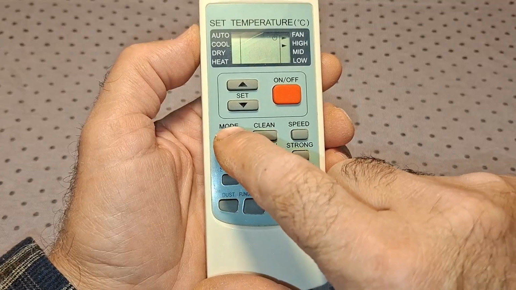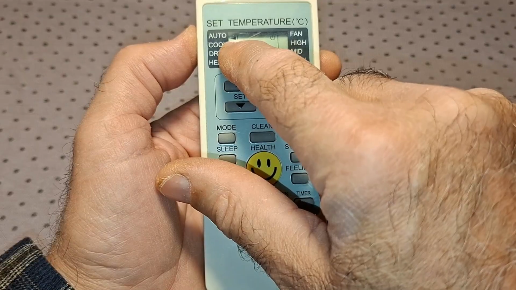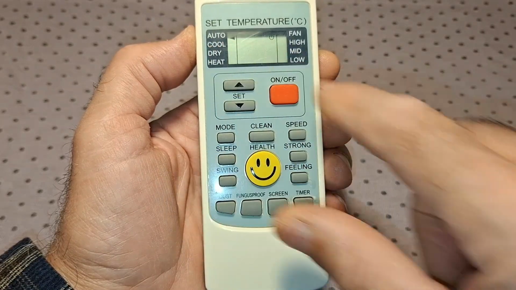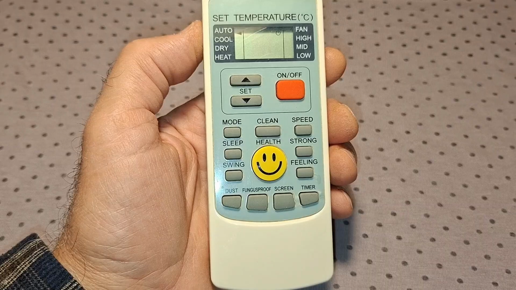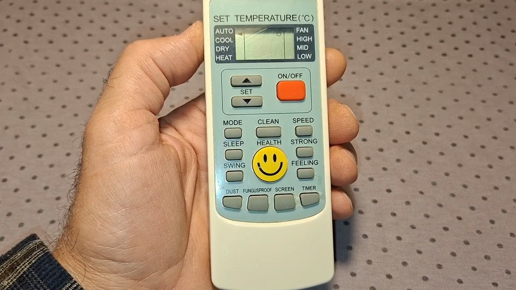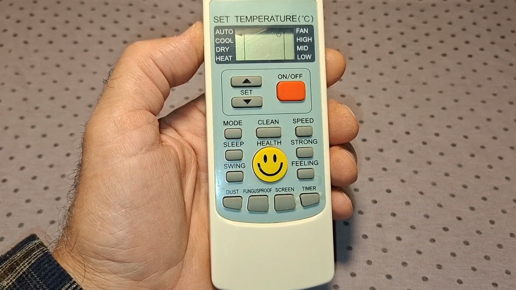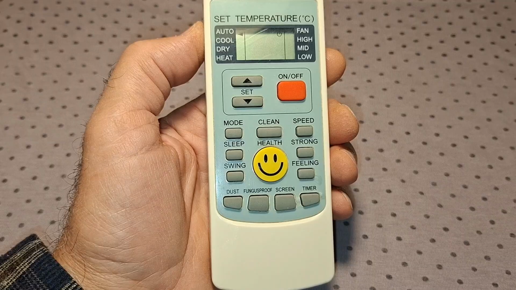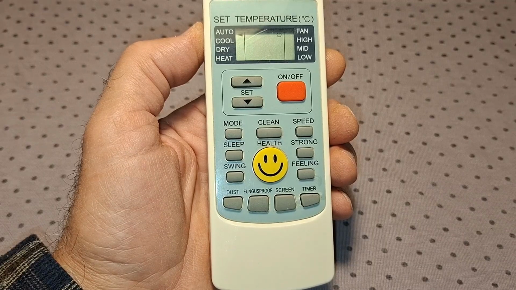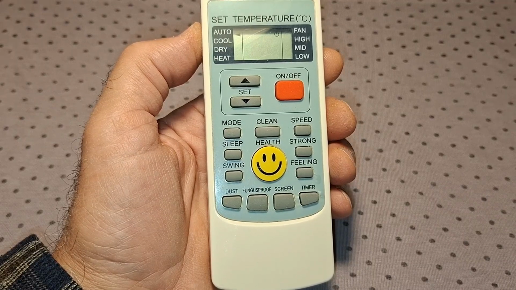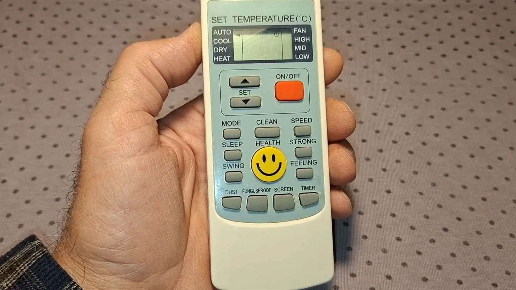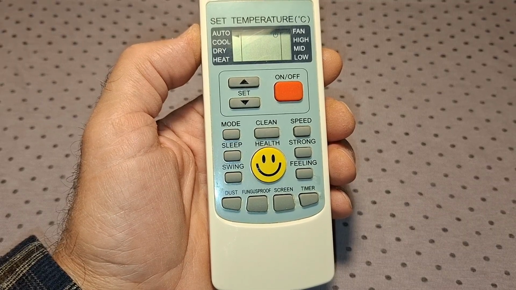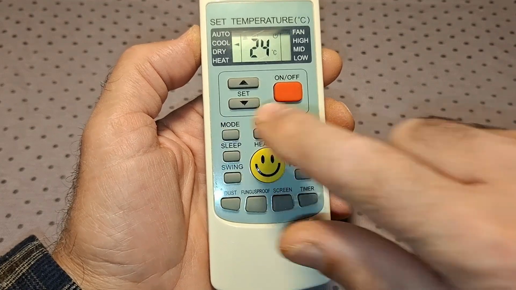We press the mode button again and the cursor stops in front of the word auto. This is auto mode. In the auto mode, the temperature is set at 24 degrees Celsius. When the temperature is below 24 degrees Celsius, the air conditioner operates in heating mode. And when it is above 24 degrees Celsius, it operates in cooling mode. Now we press the mode button again and return to cooling mode.